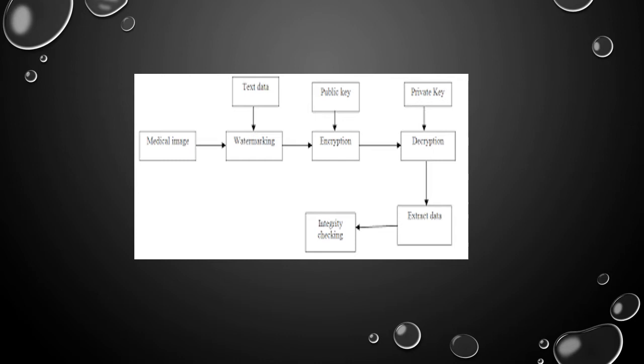After encrypting, that image is sent to the receiver. The receiver can decrypt the image using the private key, and the receiver can also extract the data that is embedded in that image. Finally, we check the integrity of the image. This is the overview of the working.